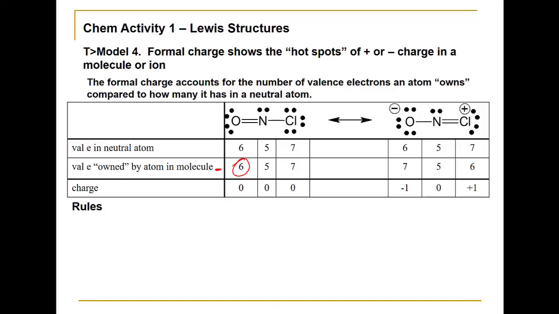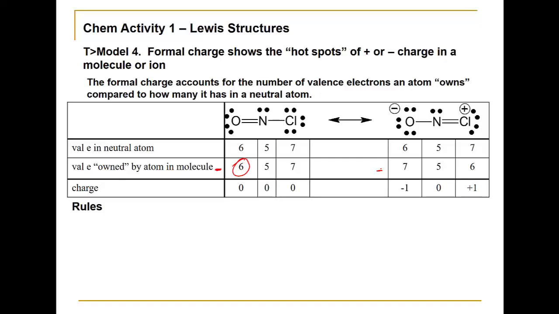However, on the right-hand resonance form, if we look first of all at the oxygen, we can see that the oxygen has 3 lone pairs, so that's a total of 6 electrons that it owns, plus half of the bonding pair. So that oxygen actually owns 7 electrons. So 6 minus 7 gives us a -1 formal charge. The nitrogen owns 5 valence electrons, so it still does not have a formal charge. And then finally, the chlorine owns 4 electrons as lone pairs, and then half of the 4 bonding pairs, therefore a total of 6 electrons. 7 minus 6 gives us +1.